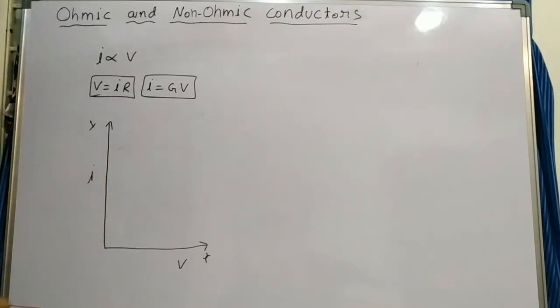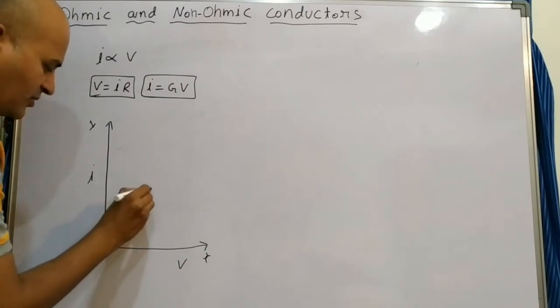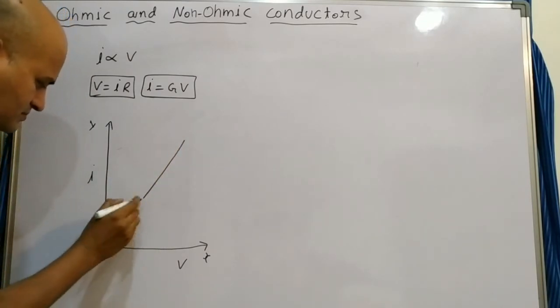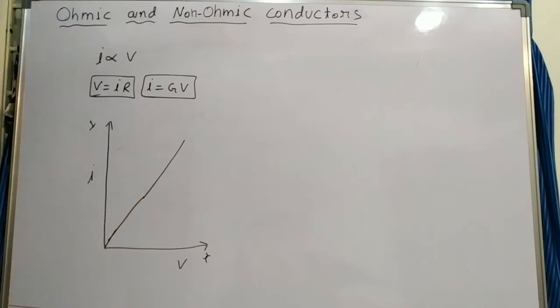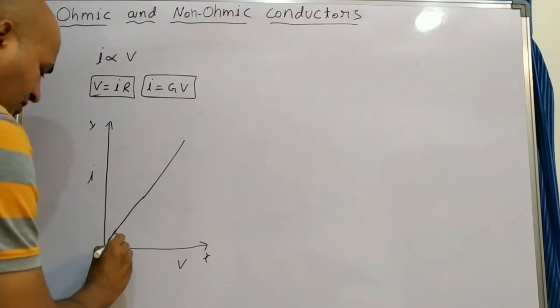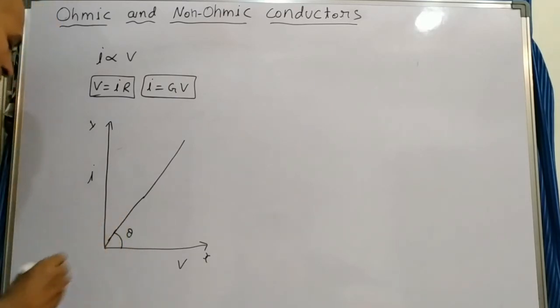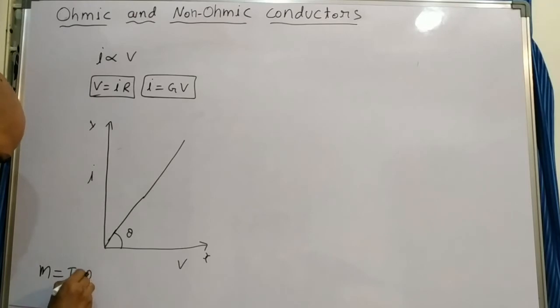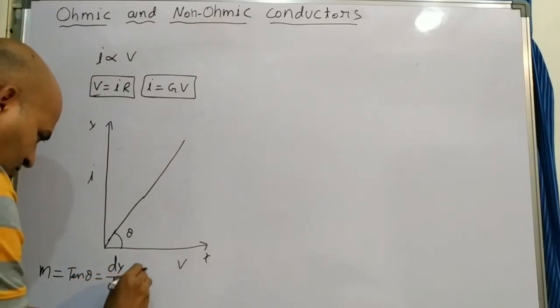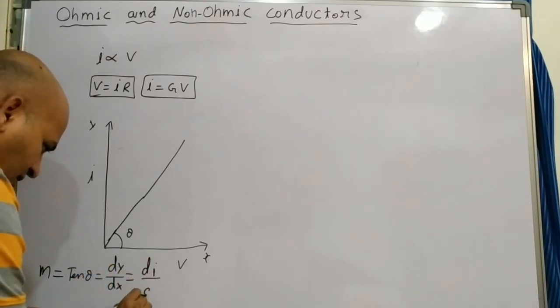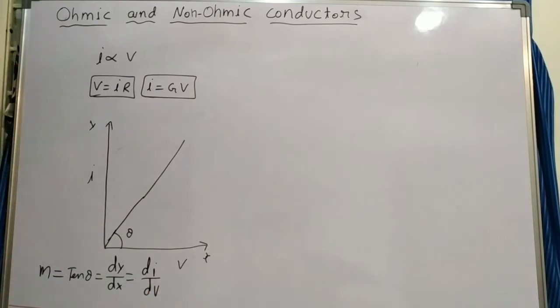For ohmic conductors, you should get a straight line passing through the origin. So I is proportional to V. What is the slope of the line? Here you can take theta. The slope M is equal to tan theta, nothing but change in y by change in x, nothing but change in the current by change in potential.